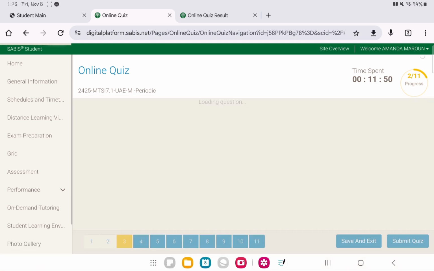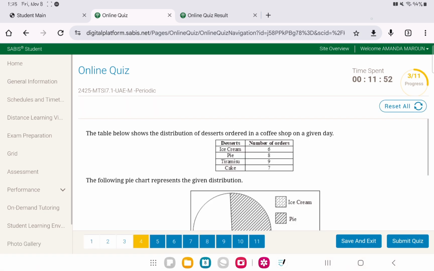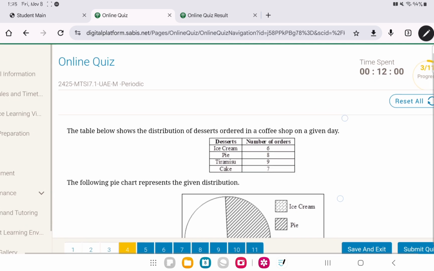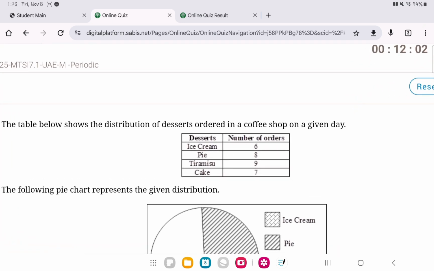Now we move on to question number 4. The table below shows the distribution of desserts offered in a coffee shop on a given day. First thing we're going to do is stop for a little bit. We're going to look at it and see what's the total number of orders we have. It is 6 plus 8 plus 9 plus 7, and we are going to get 30. This is the total number of orders.